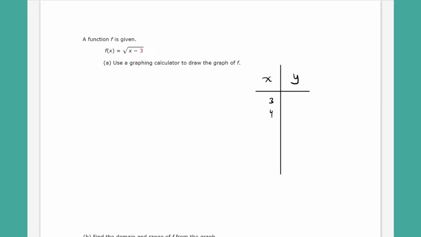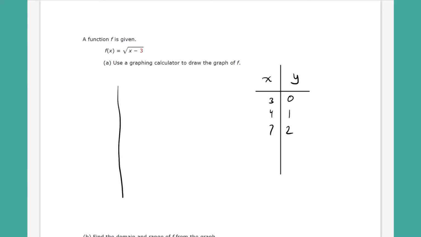Then I'm just going to go with 4. And then I'm going to think of another perfect square. I know 1 is a perfect square, so 4 take away 3 is 1, which gives us the square root of 1 is 1. 3 take away 3 is 0. Square root of 0 is 0. So the next perfect square would be 4. So I want to get a 4 here. The way I can get a 4 is if I plug in 7. 7 take away 3 is 4. So that's going to be my next x value. The square root of 4 is 2.